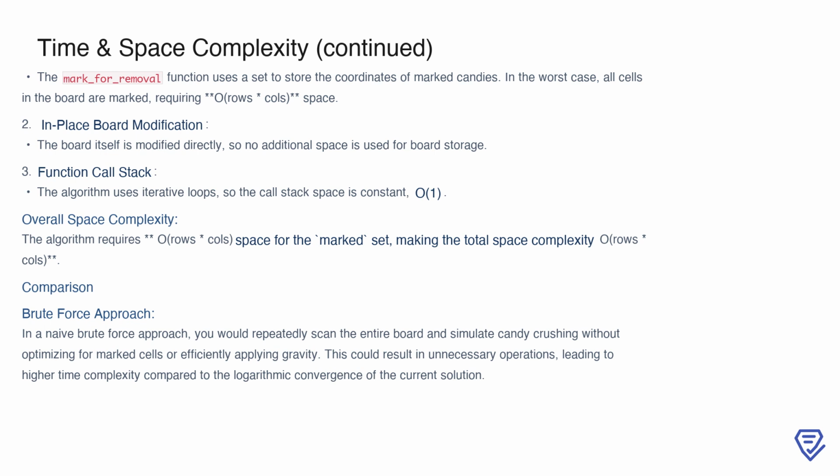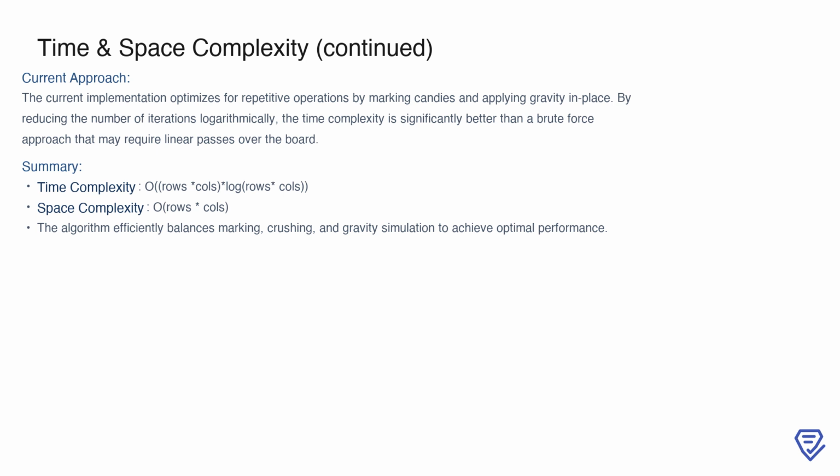As a result, the overall space complexity is determined by the space required for the marked set, which is O(rows * cols). By comparison, a naive brute force approach would repeatedly scan the board and simulate candy crushing without optimizing for marked cells or efficiently applying gravity, leading to higher time complexity and potentially unnecessary space usage. The current approach optimizes the process by marking candies and applying gravity in place, reducing repetitive operations. This optimization ensures that the number of iterations decreases logarithmically, significantly improving time complexity compared to a brute force solution that might require linear passes over the board.